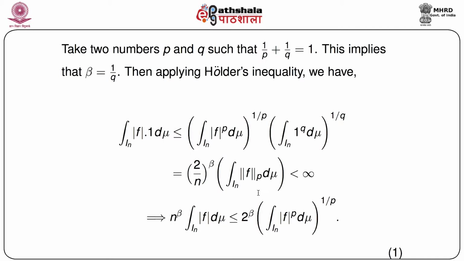And what is the first term? It is nothing but the norm of f to the power p, which is less than infinity. Or rather, we can keep this as it is: the integral over I_n of |f|^p dμ, whole to the power 1/p. It is better to write it this way. So what we get immediately, just by transposing, is n^beta times the integral of |f| dμ over I_n is less than or equal to 2^beta times the integral over I_n of |f|^p dμ, whole to the power 1/p. Let's call this equation 1.